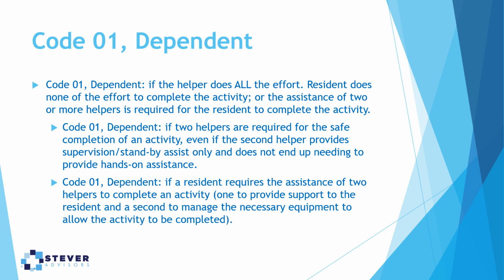One is the code for dependent. Using this code means the resident cannot provide any assistance with the task, or the task requires two helpers to complete with the resident. A good example of this would be a resident requires a full mechanical lift for transfers.